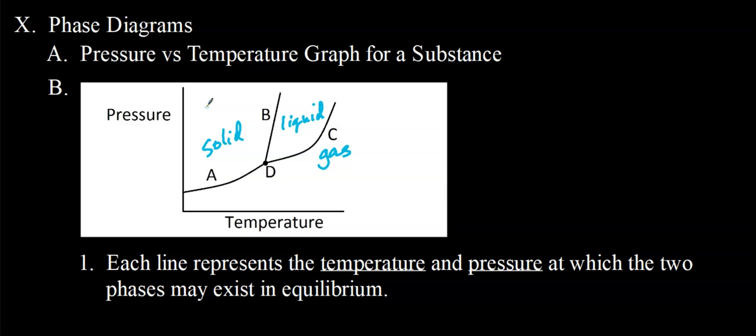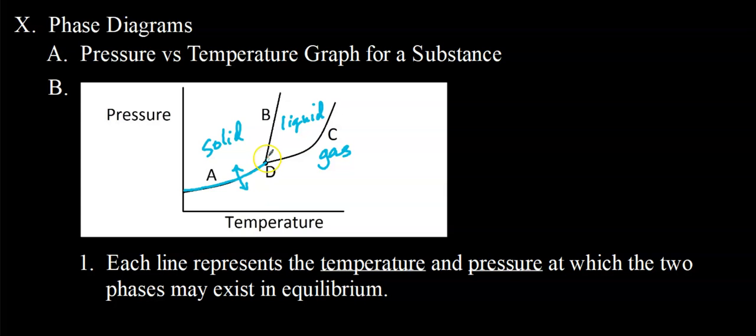All right, number one says each line represents the temperature and pressure at which two phases may exist in equilibrium. So this line here, which is labeled A on this graph, the line between solid and gas, those are all of the temperatures and pressures where the substance exists simultaneously as a solid and a gas. By the way, going from here to here, what happens to the substance? Well, it changes directly from a solid to a gas or a gas to a solid. That change is called sublimation or deposition, respectively.